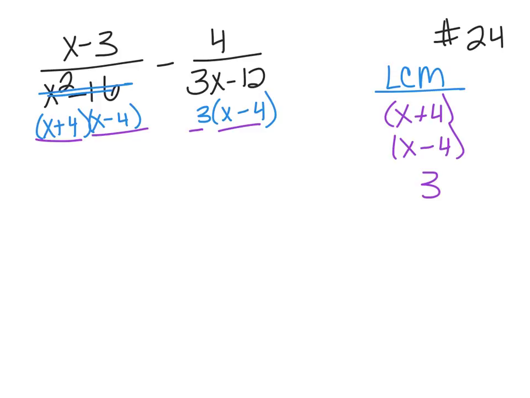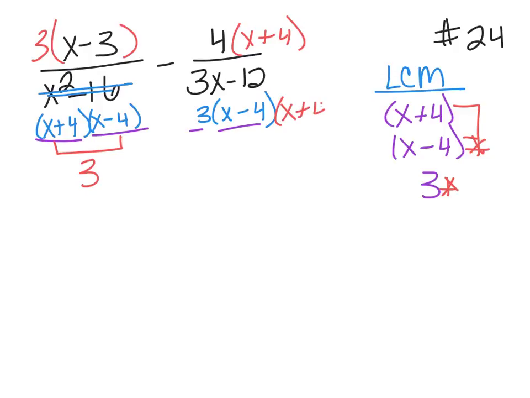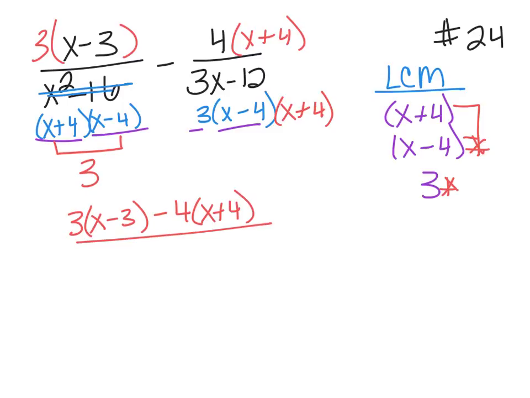So the next piece we're going to do, what am I missing in these two terms? If I have these two pieces, I'm missing a 3. So let's put a parenthesis and say I'm missing a 3 top and bottom. If I have on the second one a 3 and an x minus 4, then I'm missing an x plus 4 top and bottom. So let's rewrite this. On the top, I have a 3, an x minus 3, minus 4, an x plus 4, all over my least common multiple of 3, x minus 4, x plus 4.